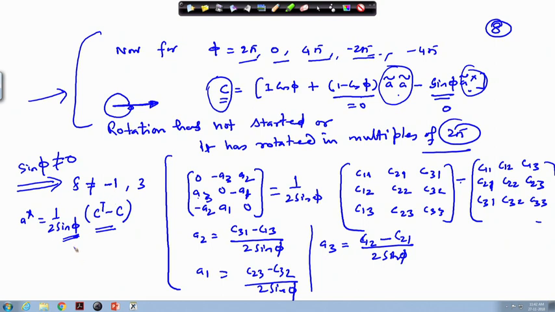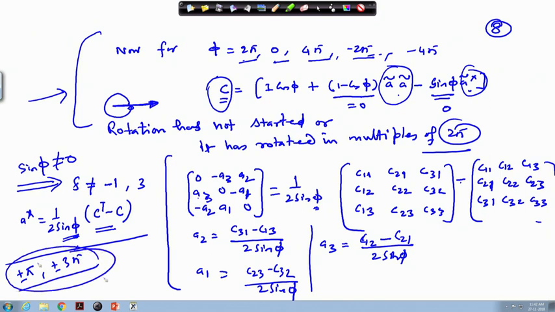So, your phi is defined, and also your A 1, A 2, A 3 is defined, and there are certain other problems we will of course discuss during the course of time. So, what is remaining here is that we need to discuss the case where, for 2 pi, 0, 4 pi we have already done. We need to discuss the plus minus pi, plus minus 3 pi case, which is remaining. So, we will discuss it in the next lecture.